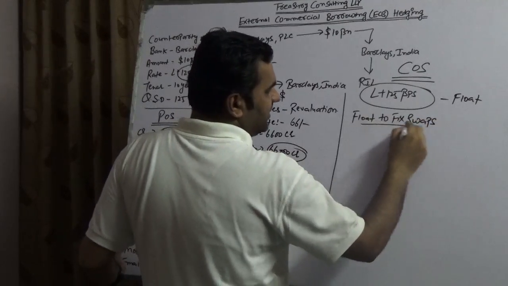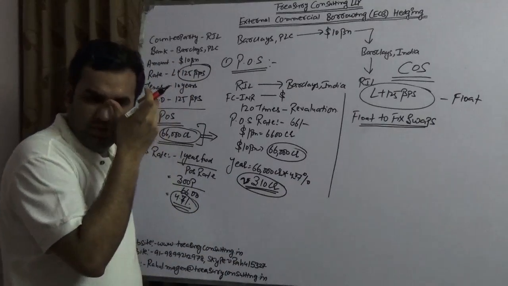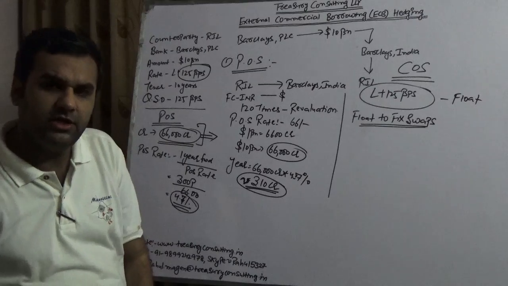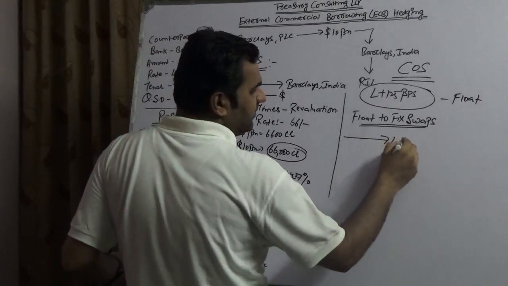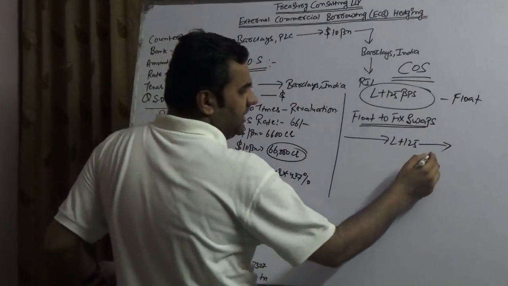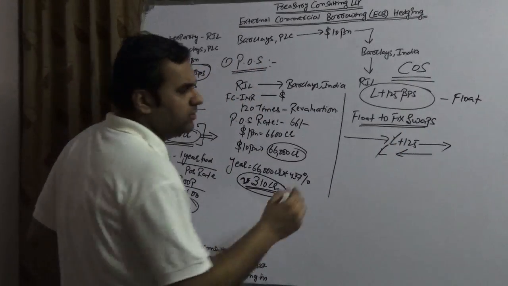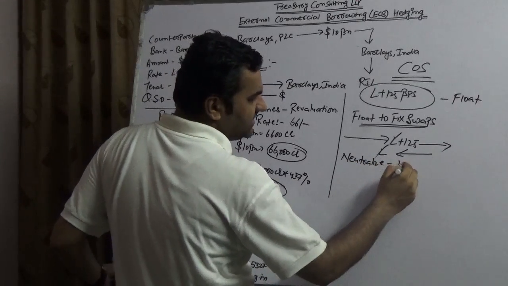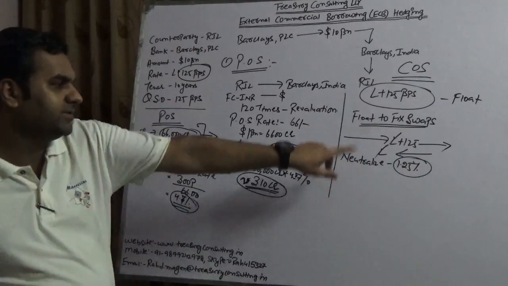In this float to fix swap, they are going to neutralize the L. In neutralizing the L, Reliance would continue to pay L plus 1.25 to the bank every year, and the bank will pay L to Reliance. Ultimately the L and L are cancelled and they would have neutralized the L. That neutralized rate ends up at 1.25%. But we need to understand that this is nothing but the QSD.